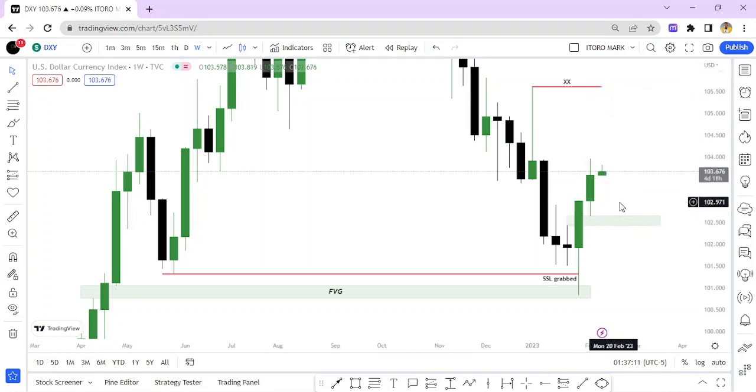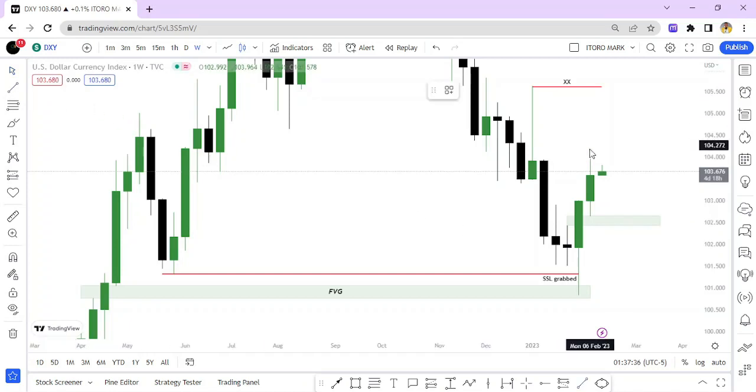But before price comes into this fair value gap, this high might be grabbed, the weekly high might be grabbed, then price drops lower and taps into the fair value gap at some point. So this is what I'm seeing. This is what I'm expecting. I'm not trying to predict what the market is going to do. I'm just following what I'm seeing on the chart. That's just what I'm doing.